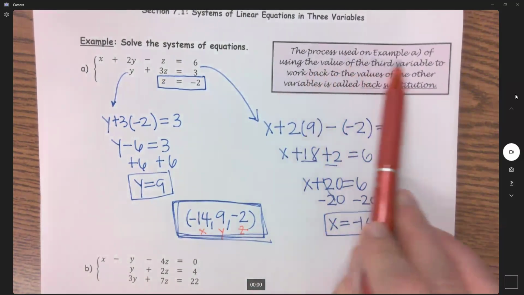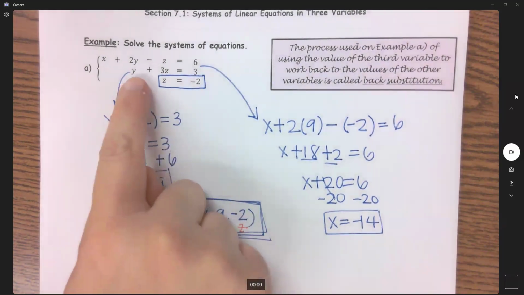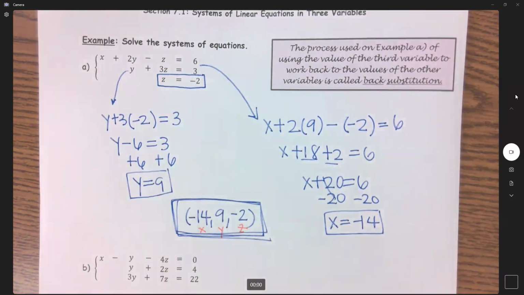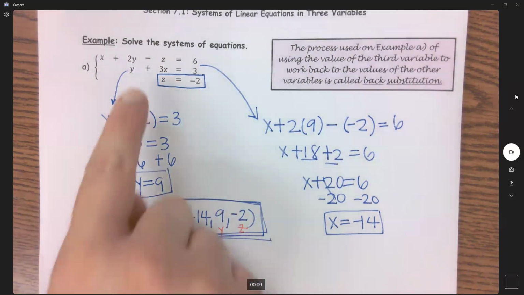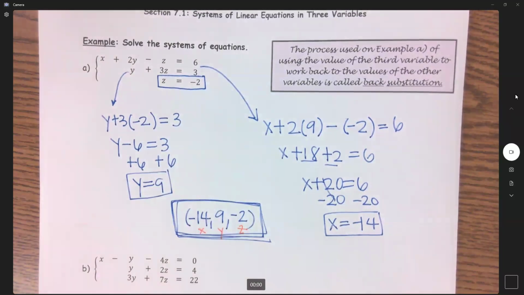Now the process used in example A of using the value of the third variable to work back to the values of the other variables is called back substitution. So because I knew one, and then my next equation only had two variables, and I knew one of them, I can substitute in, find the next one, and now I had z and y, so I can plug that in and get that third one there. So that process is called back substitution.